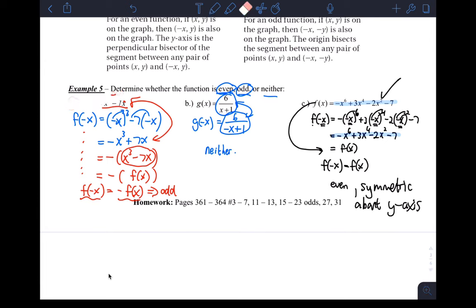Let me clean this up a little bit. Graph this one on your calculator and verify that it is symmetric about the origin. Okay? You can do that and satisfy your curiosity. All right? So that's how those work, guys. Very important for pre-calculus and calculus for sure.